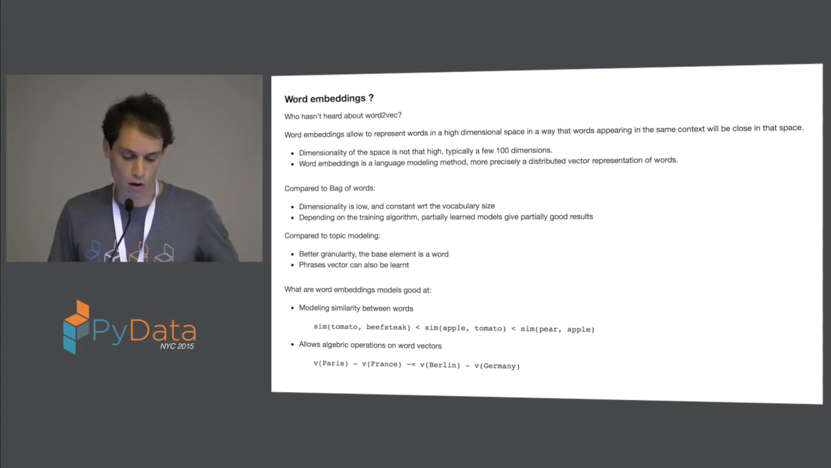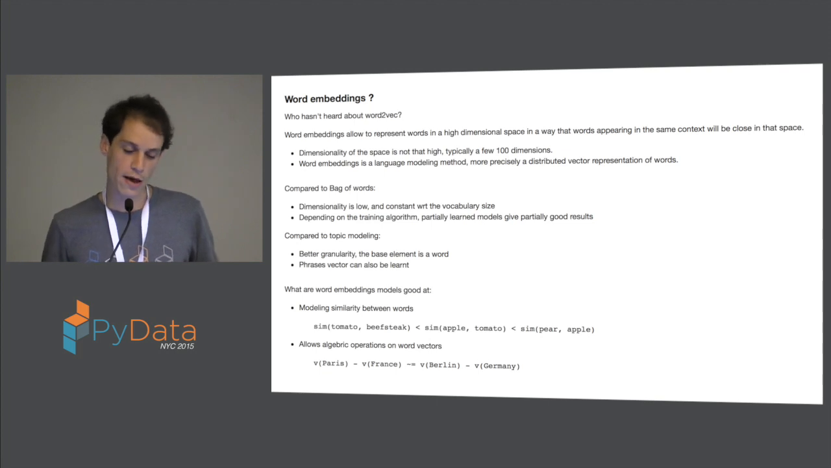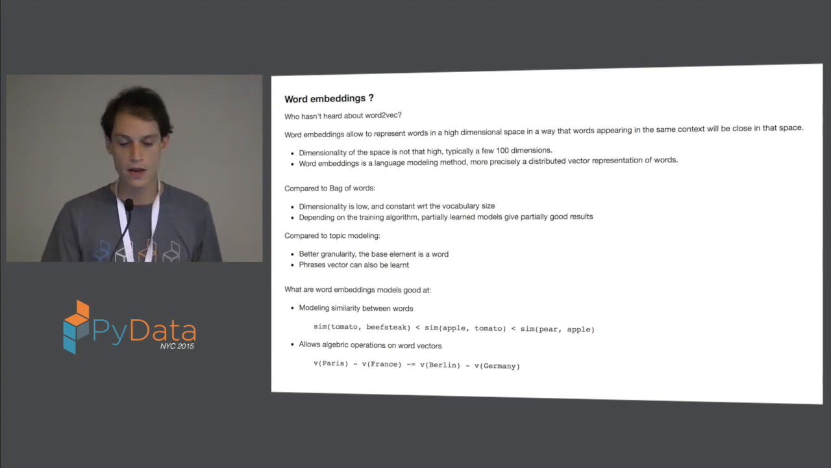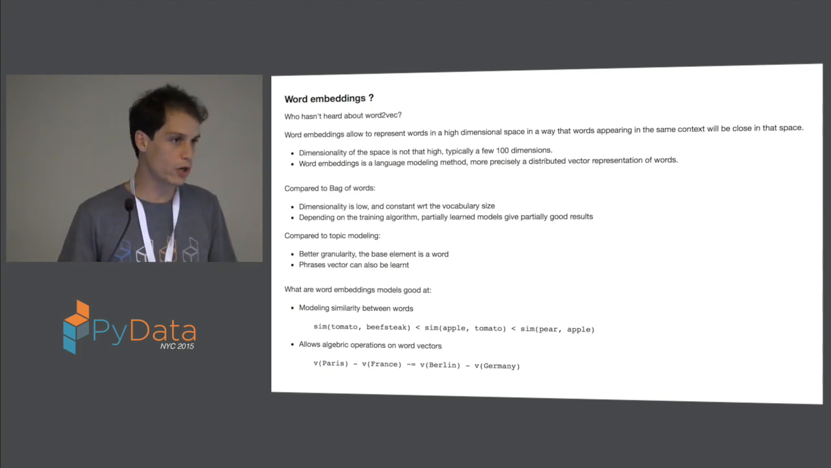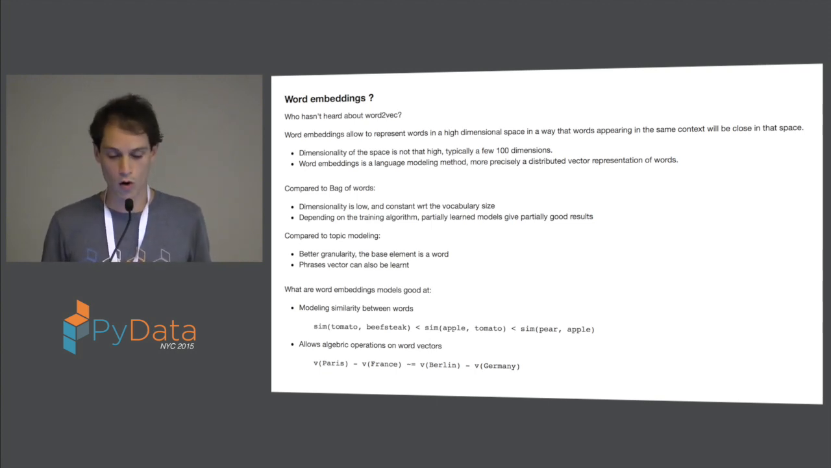So a few quick comparisons. Compared to bag of words, the dimensionality is low and constant with regard to the vocabulary size. You set the number of dimensions you want in your word vectors prior to the training, and the dimension will remain constant. Then, depending on the training algorithm, you will get partially learned models giving partially good results, which can be good if you want to experiment with different corpuses, for example.